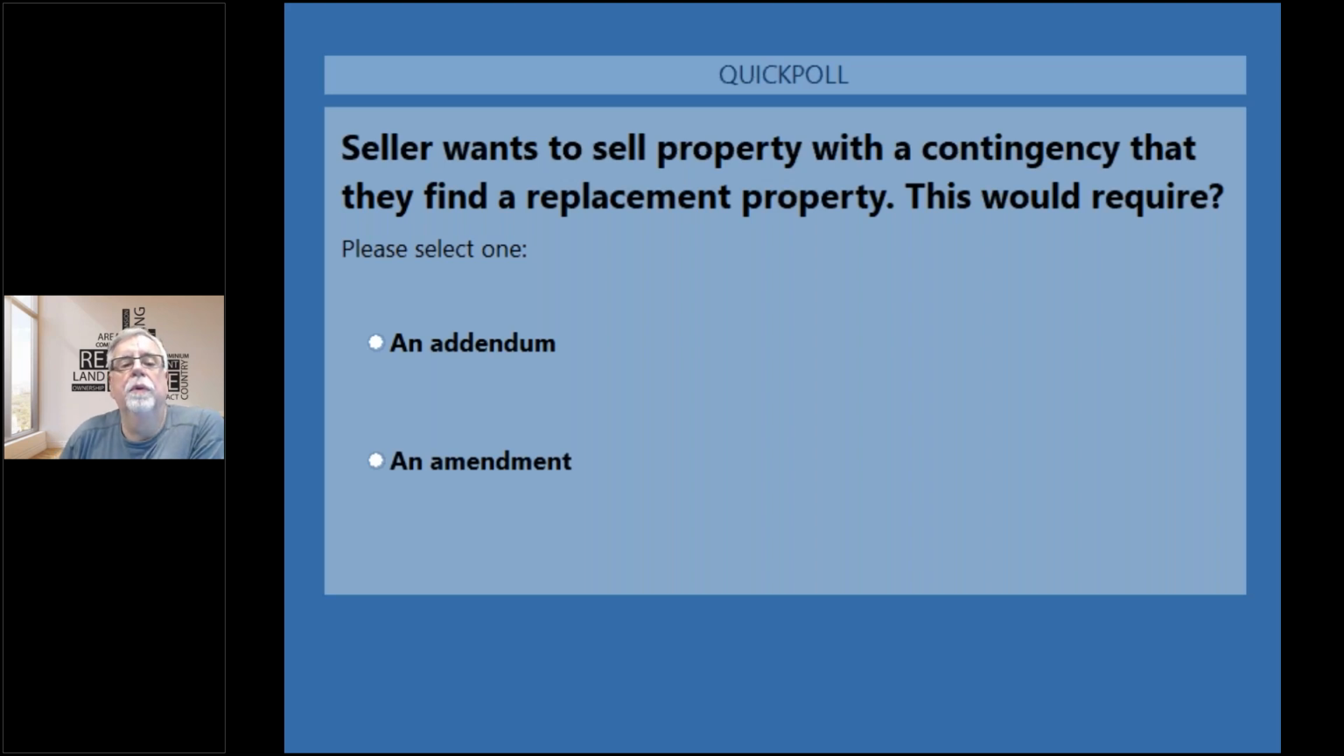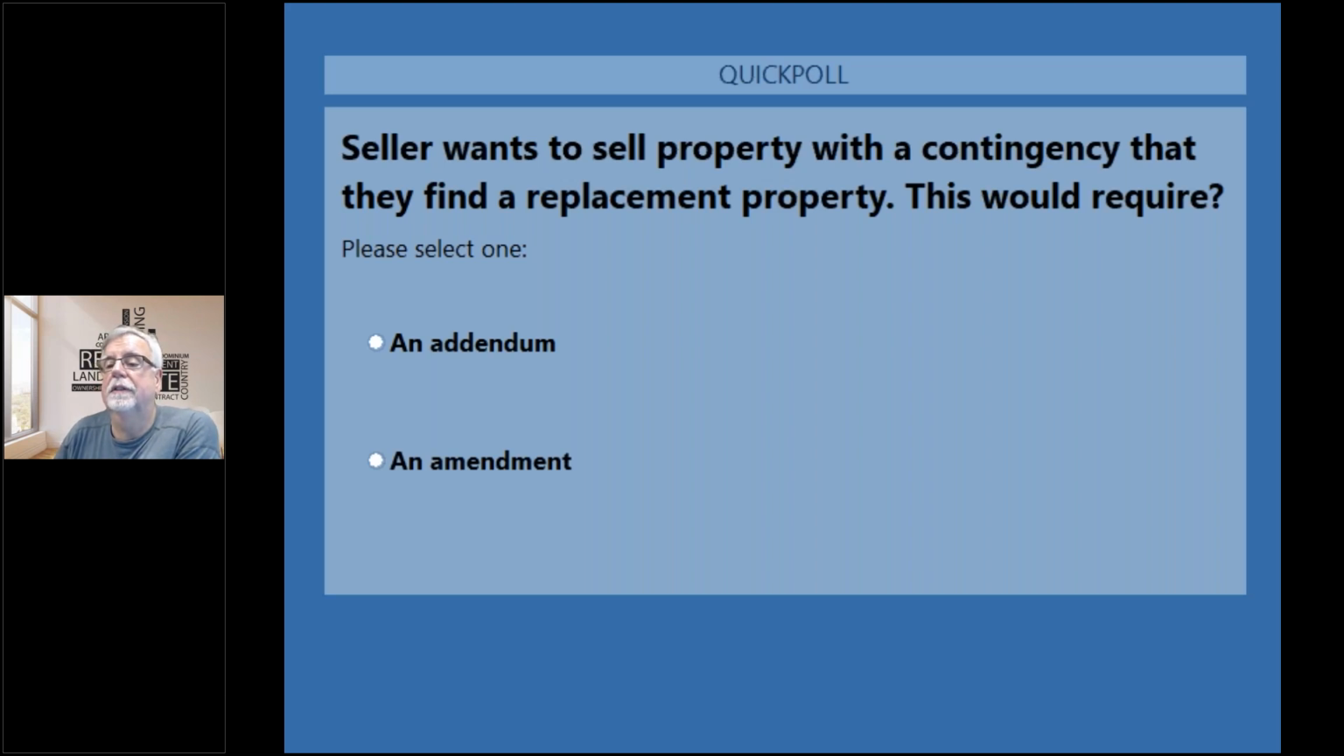Seller's purchase of replacement property. This is an addendum to the purchase agreement. So it would be an addendum if you were including it in the purchase agreement. So those of you that picked an addendum, good show, good show.